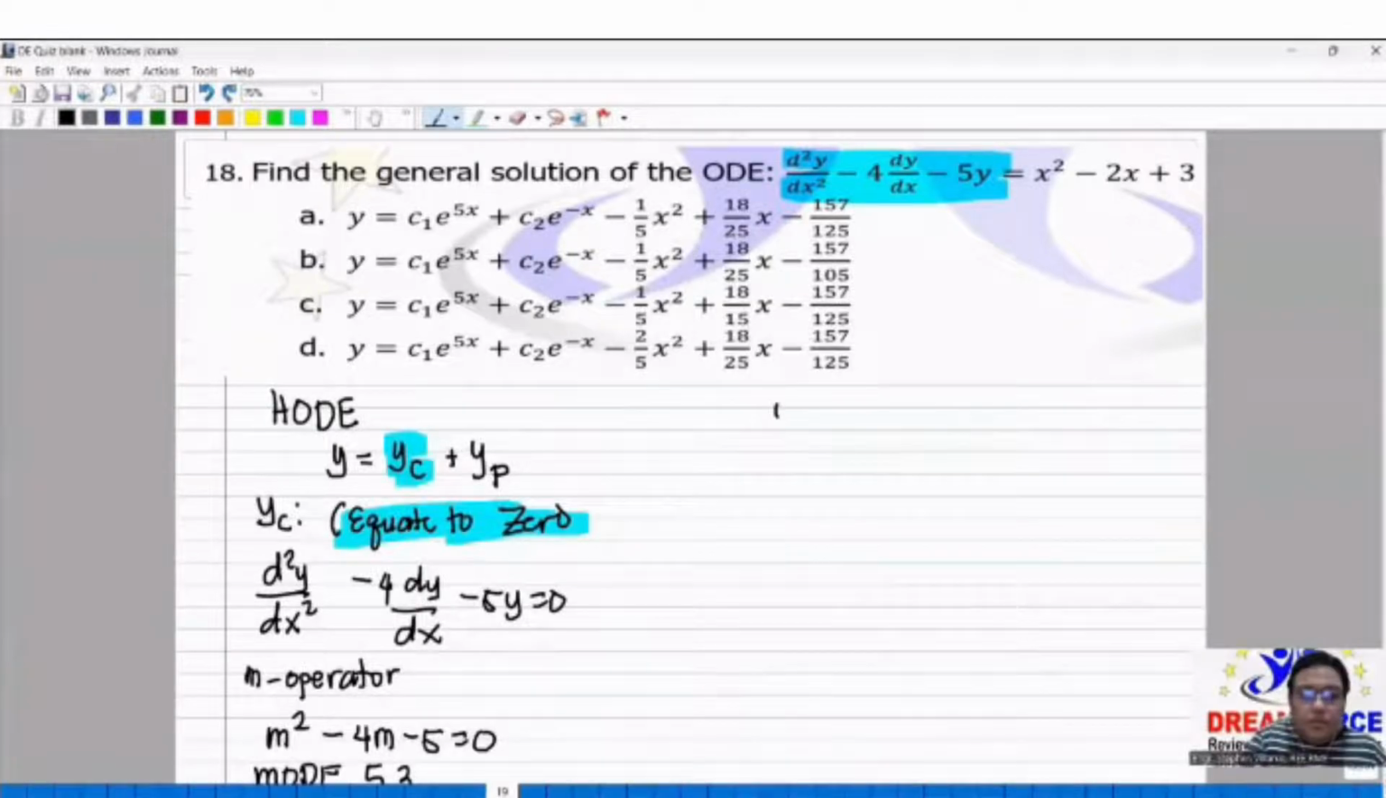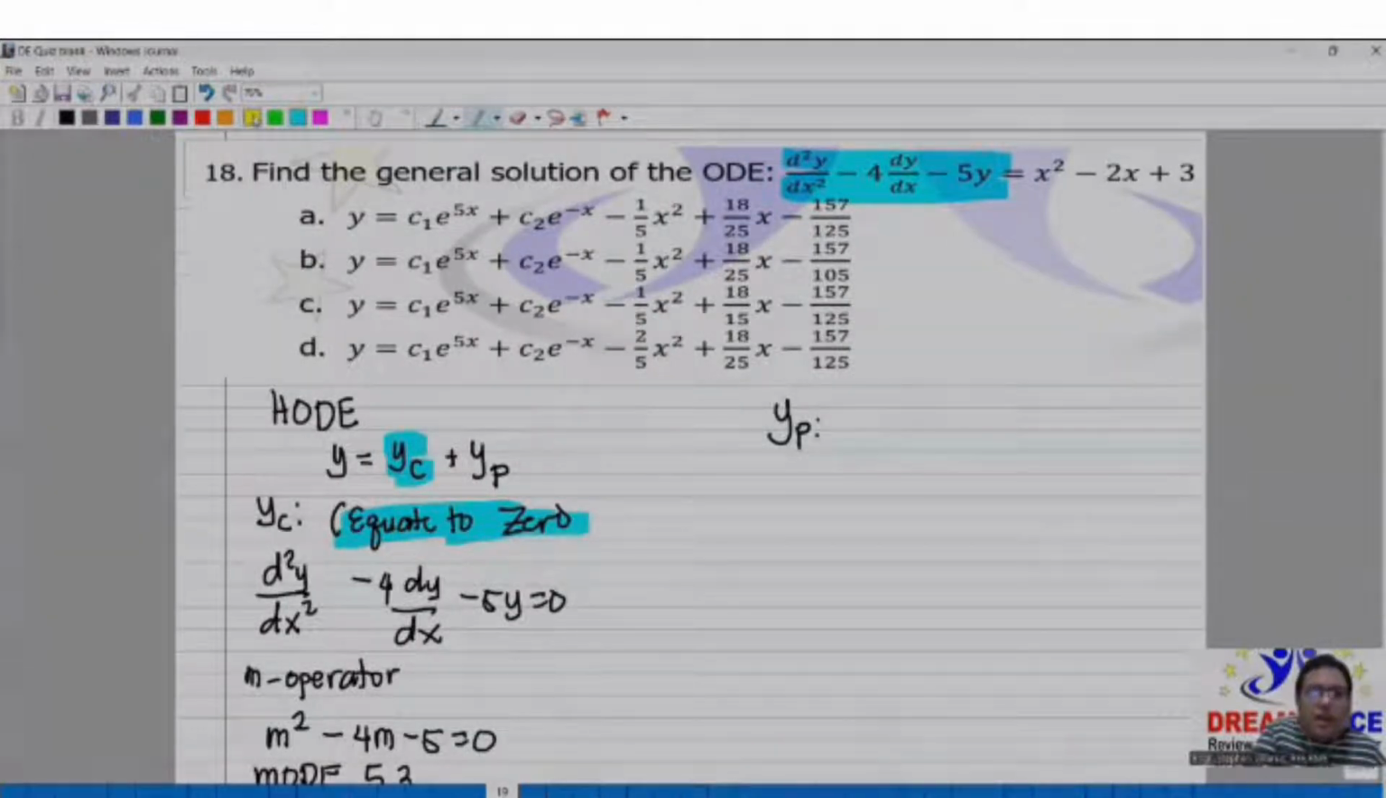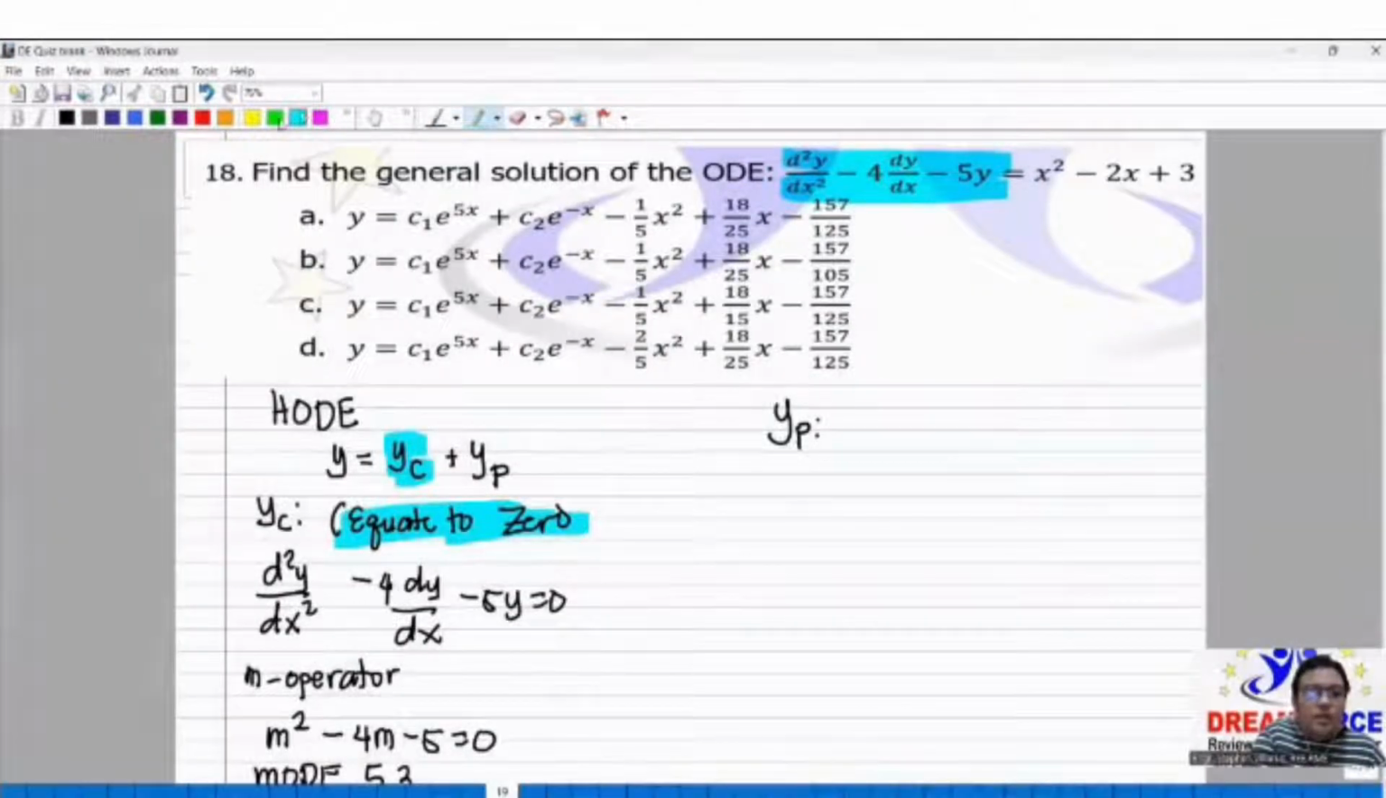So, kunin natin yung yp natin o yung particular solution natin. Saan natin, for some portion yan? Sa lahat ng mga independent variables. So, ano yung mga independent variables natin? Ito. Okay? Yan. Pero take note, we will use your undetermined coefficients.